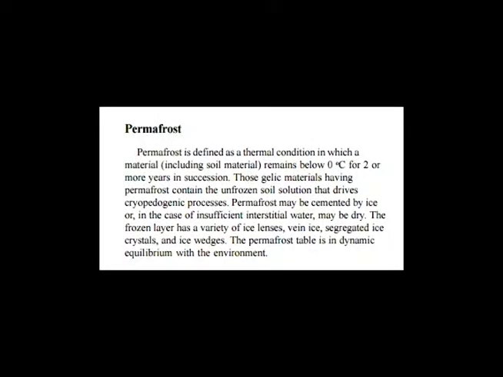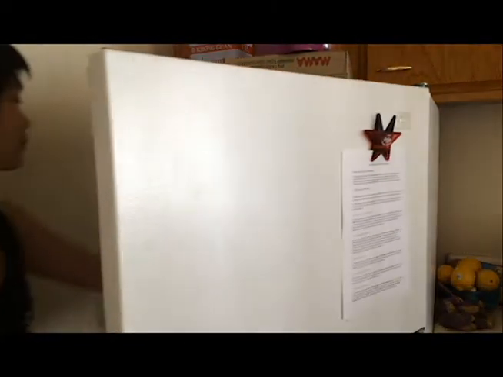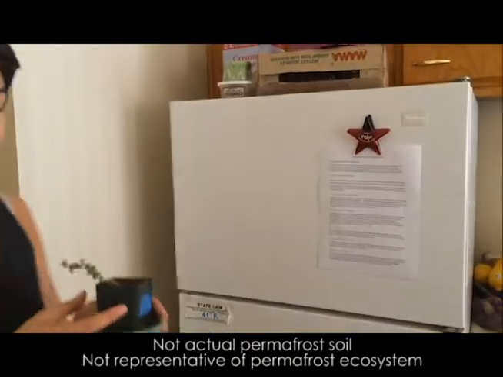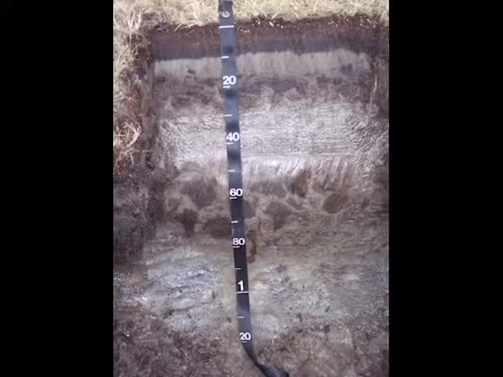According to the USDA Soil Taxonomy Guidelines, permafrost is a thermal condition in which a material, including soil material, remains below 0 degrees Celsius for 2 or more years in succession. In English, this means frozen soil. This is what actual permafrost can look like.